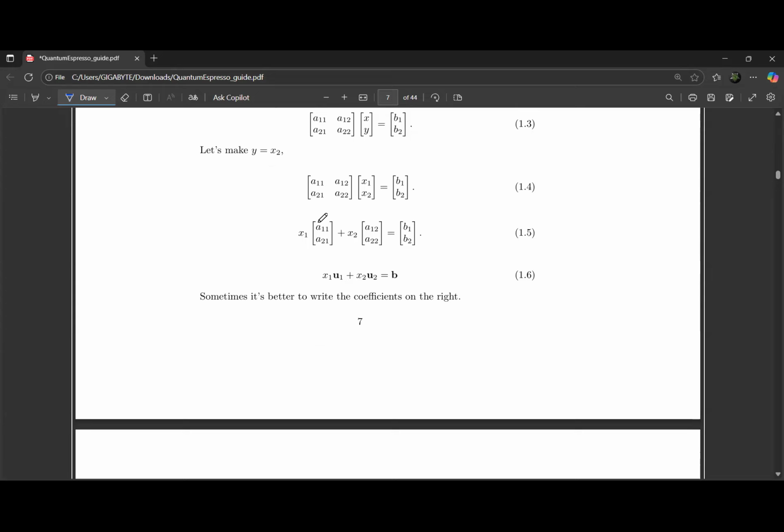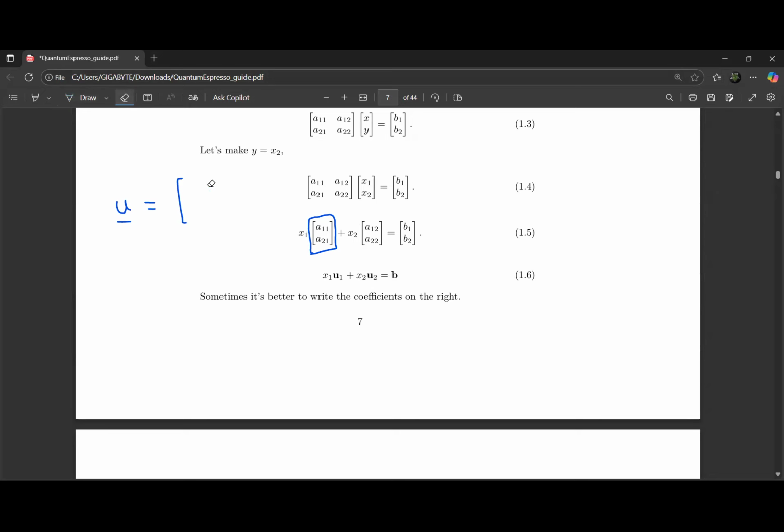And here, from this, we can also write from 1.4. We can write this as x1, and x1 is multiplying with the matrix a11 and a21. Here we can call it a vector space and write it as, let's say, a vector u. In a matrix form, we can write, say, x1 and x2.